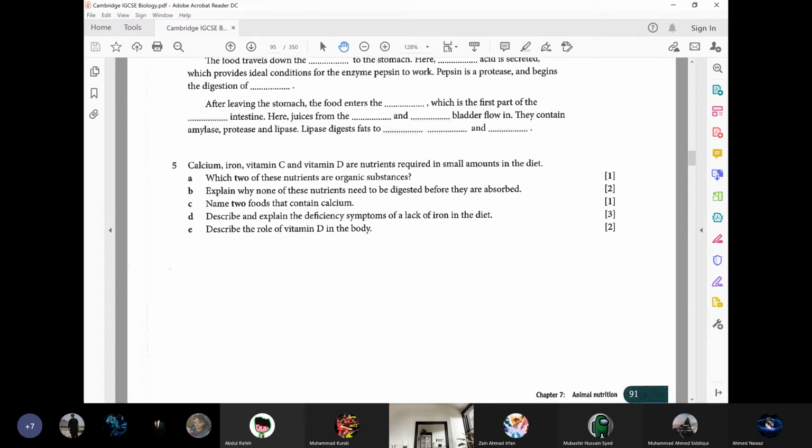Now, who will tell me the formula of glucose? Sir, C6H12O6. Okay. Now, who will tell me the formula of methane gas?